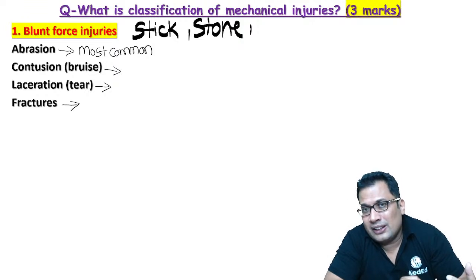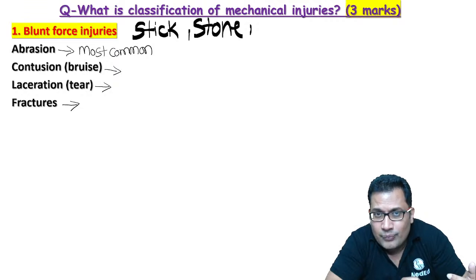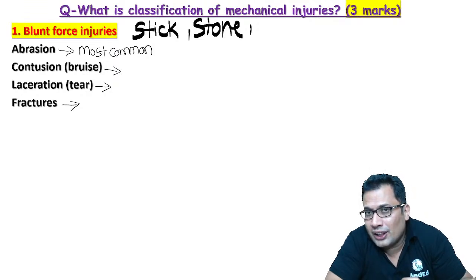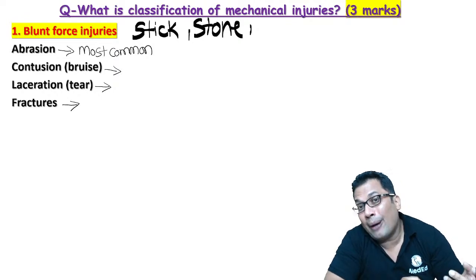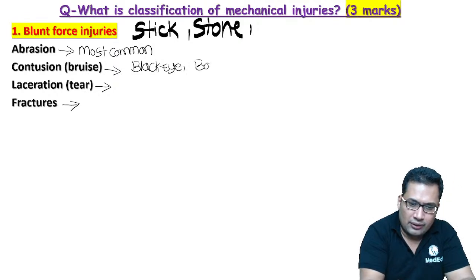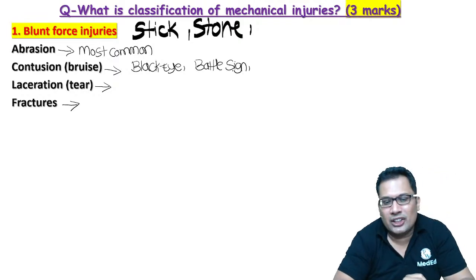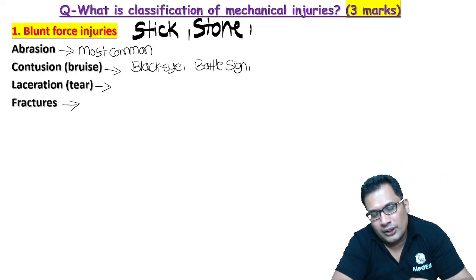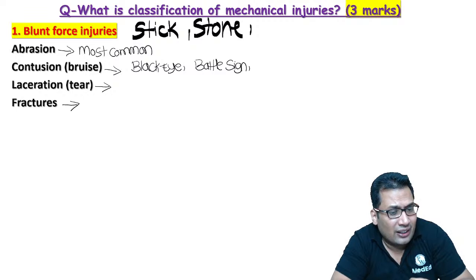What are the color changes in case of contusion? Can be a 3 marks question. Medico-legal importance of contusion can be a 3 marks question. Examples of contusion: spectacle hematoma, black eye, battle sign, subcutaneous bruises. Laceration, also known as tear.